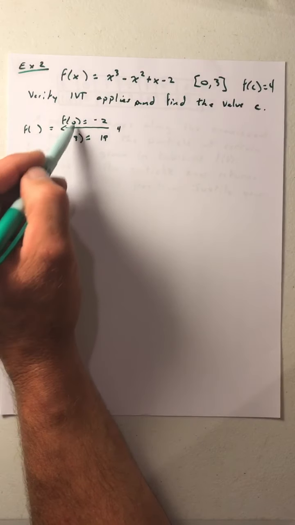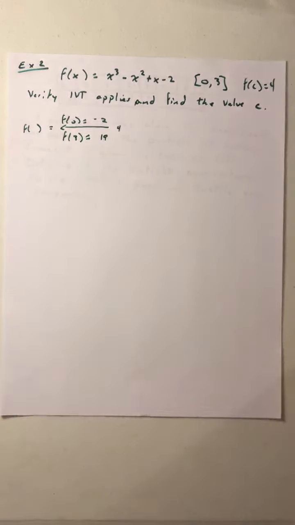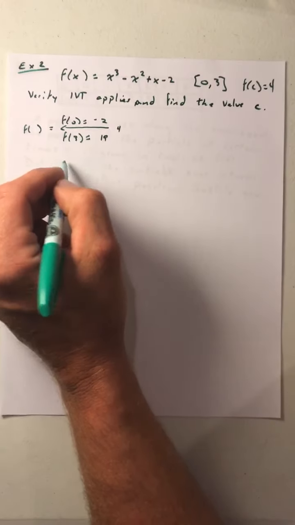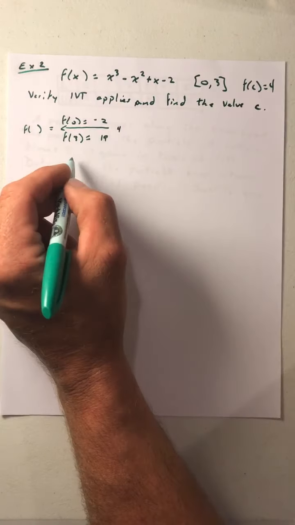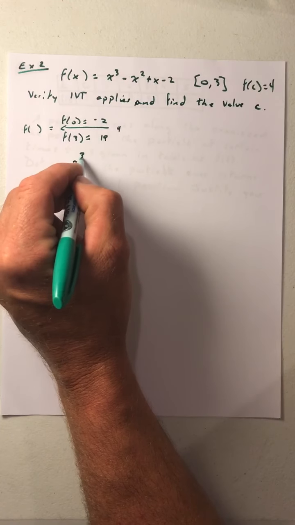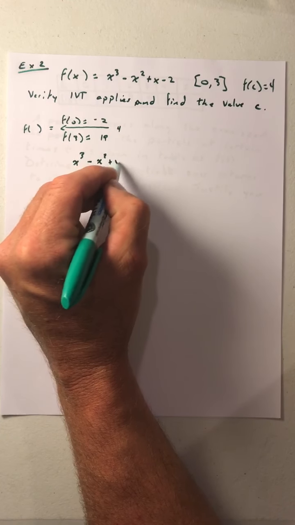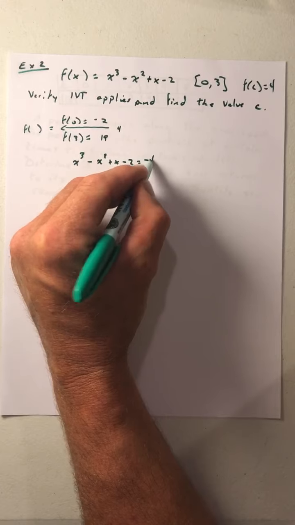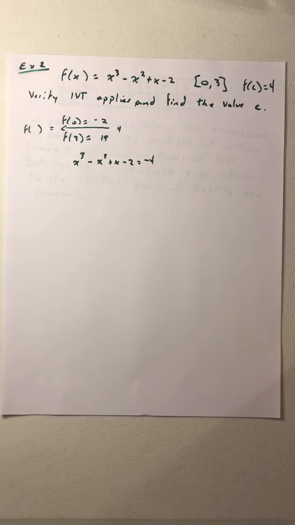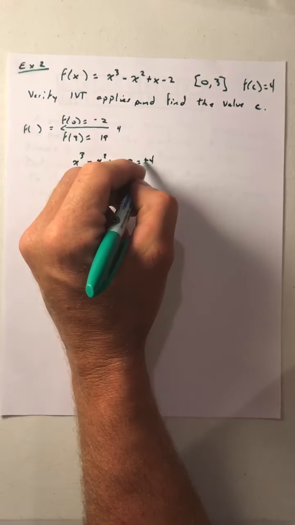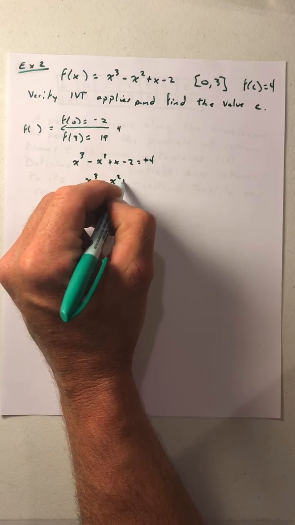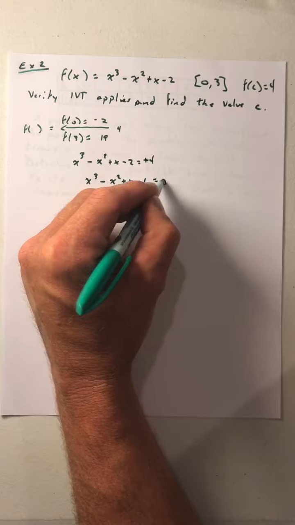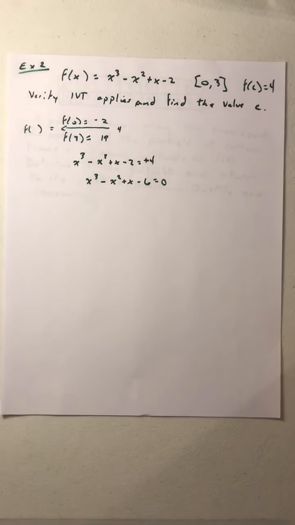And that something has to be between 0 and 3. How do I find that? Well, I can go ahead and take my function and set it equal to 4. So I get x to the third minus x squared plus x minus 2 equals 4. I'm going to subtract 4 over. So I get x to the third minus x squared plus x minus 6 equal to 0.